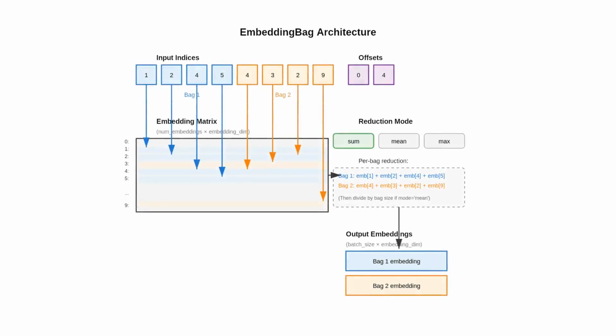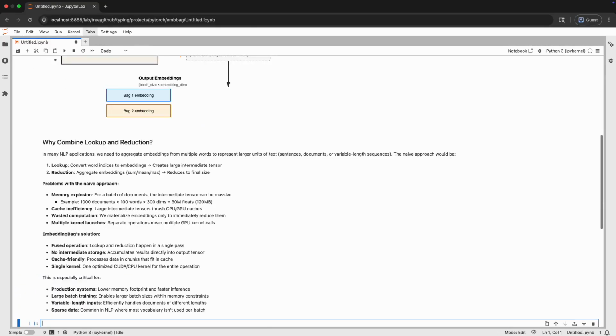Let me show you the architecture overview of EmbeddingBag. This diagram illustrates how EmbeddingBag performs both lookup and reduction in a single, highly optimized operation. Unlike the traditional approach, where we first look up embeddings and then reduce them, EmbeddingBag fuses these operations together for maximum efficiency. Now let's understand why combining lookup and reduction is so important.